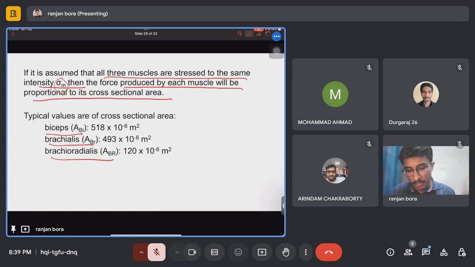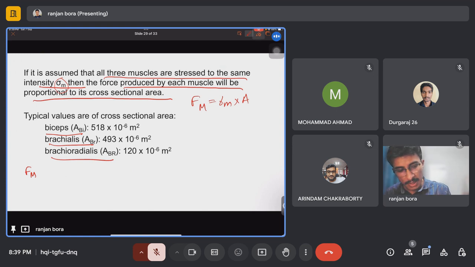So using this data, what will be FM? FM will be sigma m into the area of cross section of that muscle. The areas of cross section are given for all three muscles, and sigma m is unknown here, so we will consider it as sigma m. What will be the muscle force for biceps?